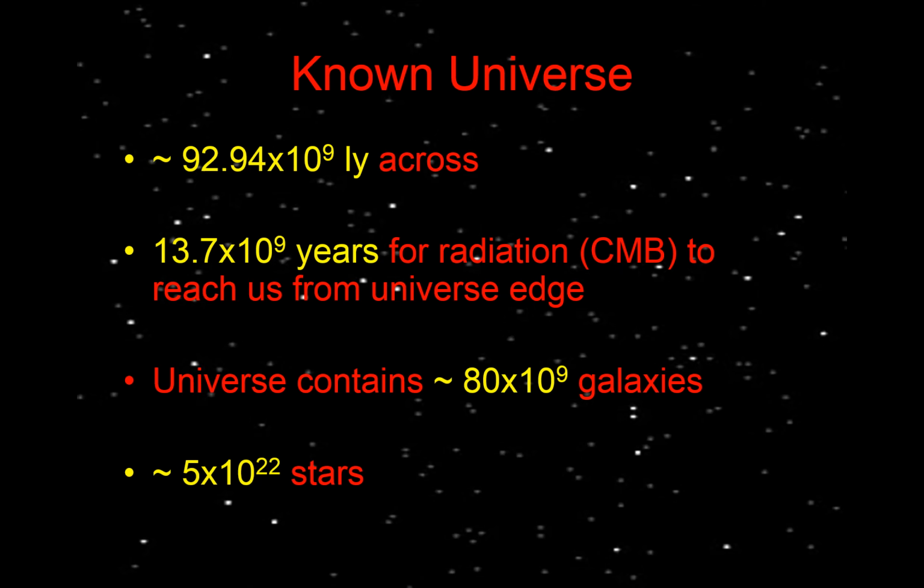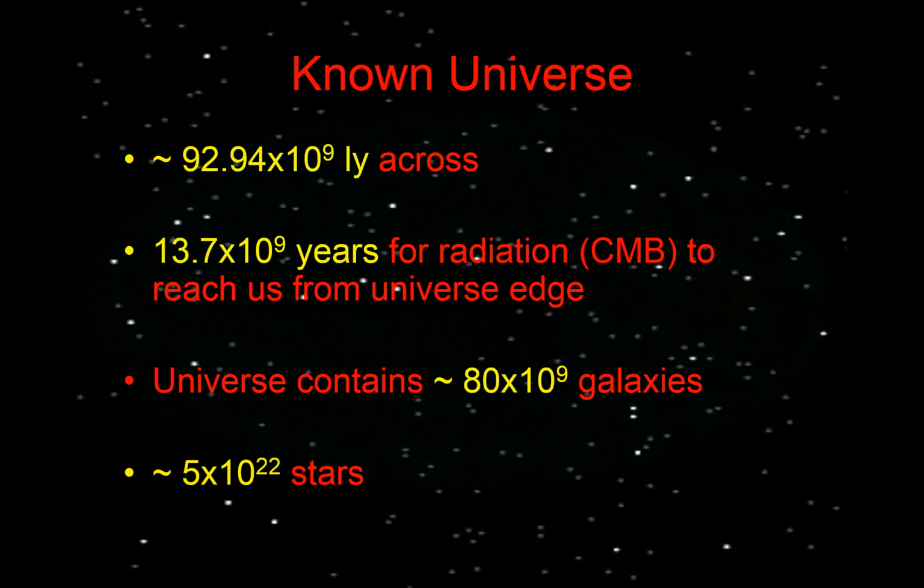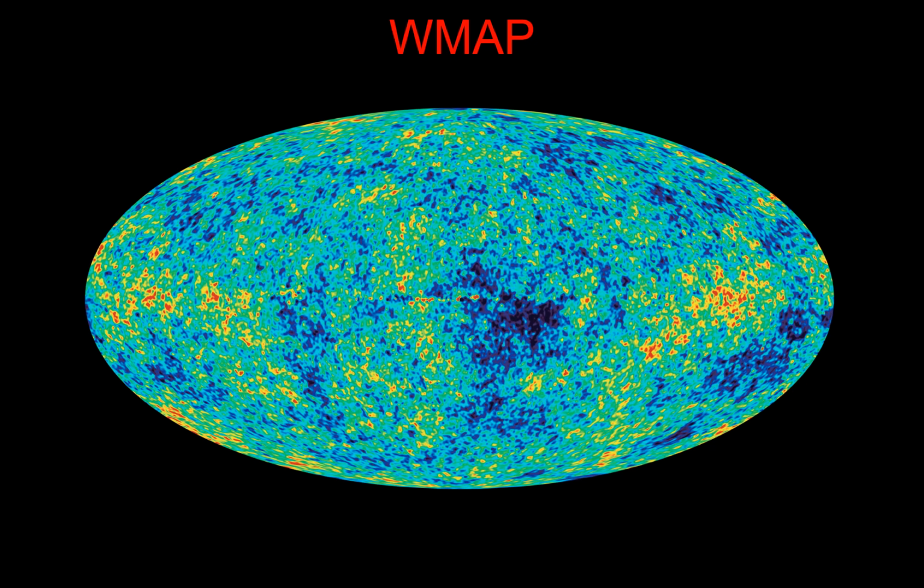And our universe contains about 80 times 10 to the 9 galaxies. And each galaxy contains thousands, millions of stars. That means there's about 5 times 10 to the 22 stars in our universe. So 80 billion galaxies and 10 to the 22 stars in the entire universe. That's a lot of stars. And this is as far as we can see.